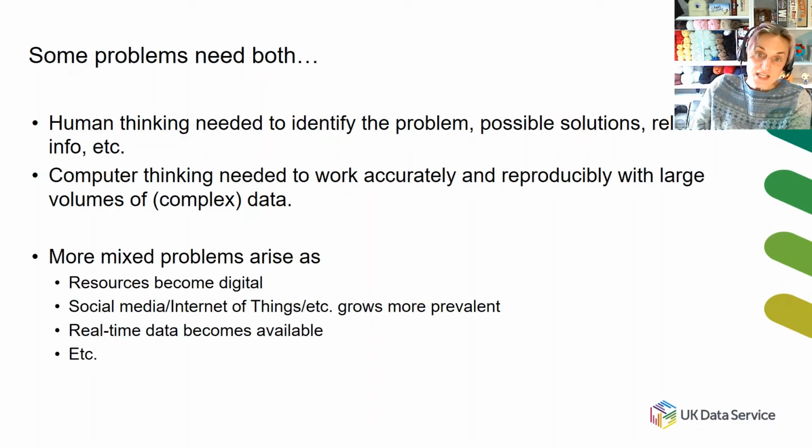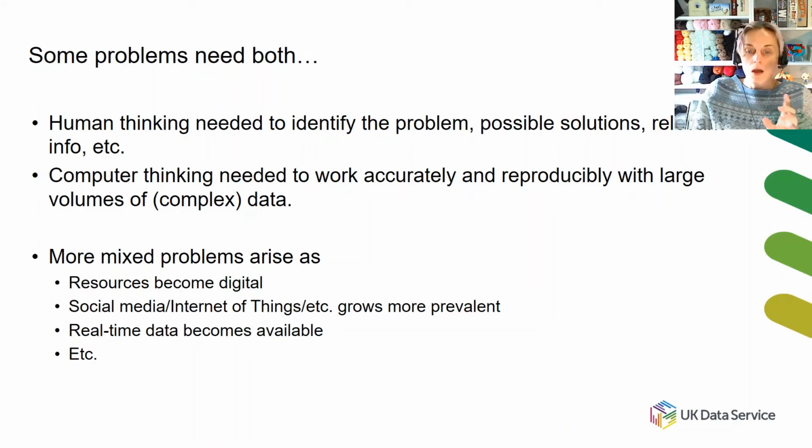These kinds of mixed problems that need both human and computer thinking are becoming more common because more resources are becoming digital, because people are using social media, because we have smart kettles and smart fridges, and everything is becoming computer enabled. Real-time data is becoming available if we want to access people's heart rates or travel paths or blood sugar levels if they've got digital glucose monitors.